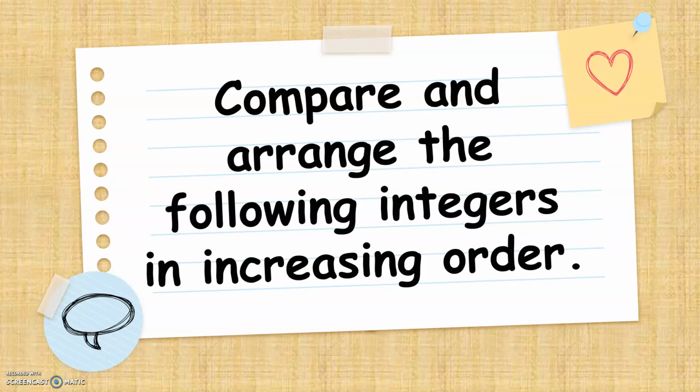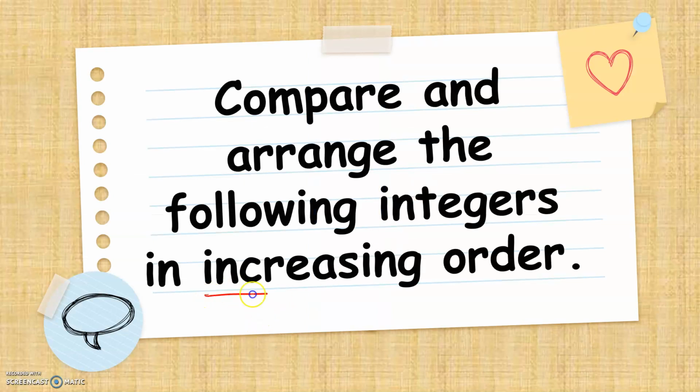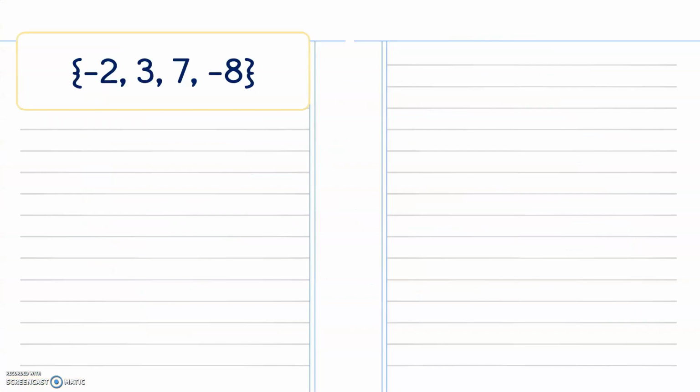Next, let us compare and arrange the following integers in increasing order. Again, it's increasing order, so we will start from the negative integers, because negative integers are lesser in value than positive integers. First, we have negative 2, 3, 7, and negative 8. Let's focus first on the negative integers: negative 2 and negative 8. Negative 8 is lesser in value than negative 2, so in increasing order we'll have negative 8 followed by negative 2. Then we know that 3 is lesser than 7, so we'll have 3 and 7.